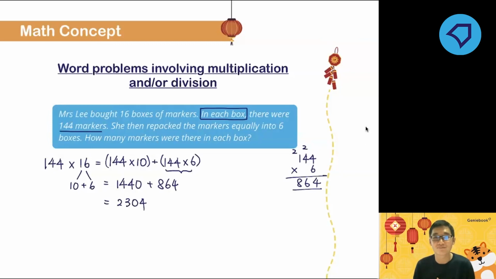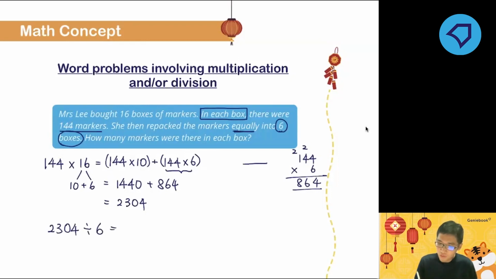So this is the total number of markers that Mrs. Lee bought. Now, after you have calculated the total number of markers, what do you do next? Now I know that Mrs. Lee will be repacking these 2,304 markers equally, right? Again, the clue here is equally into 6 boxes. So what do I do next? We are going to perform a division. Since we're going to repack them, it means we split them up equally into 6 boxes. So we do a division, 2,304 divided by 6.